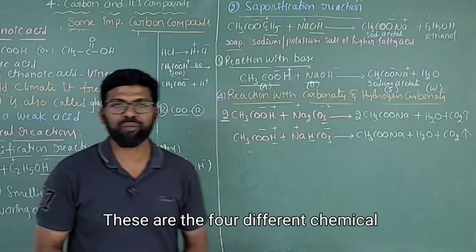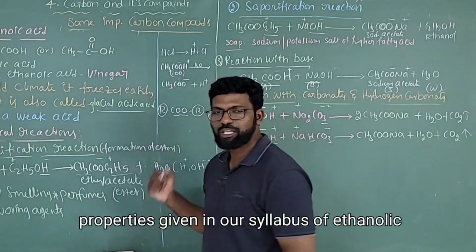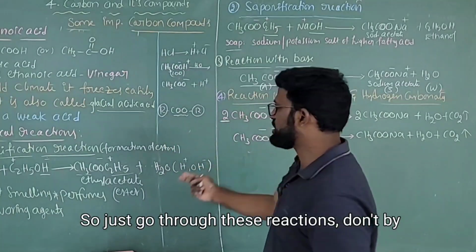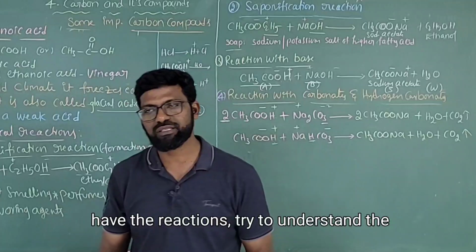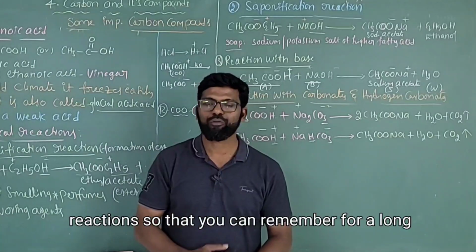These are the 4 different chemical properties of ethanoic acid given in our syllabus. So just go through these reactions. Don't memorize the reactions by heart. Try to understand the reactions so that you can remember them for a longer time.